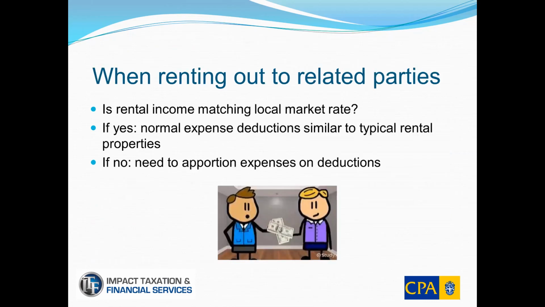All right, the next topic is quite a common question as well. When you're renting out to related parties, what's going to happen? It happens quite often.